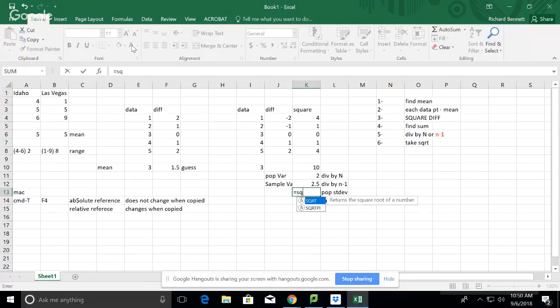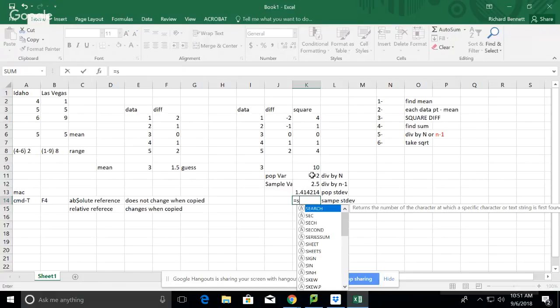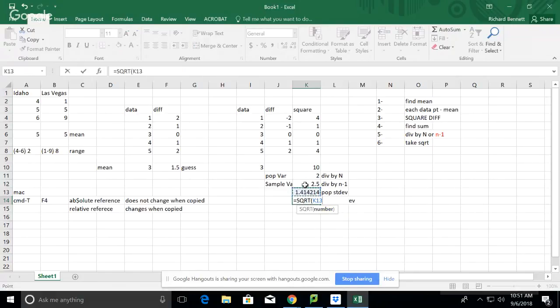How about SQ? Oh, look at that, I just typed it up there. Okay? So if you had a guess, SQRT. I'm going to double click on this, and it's going to ask what do you want me to take the square root of? SQRT is a command. I will do the 2.5, just so that we can compare.